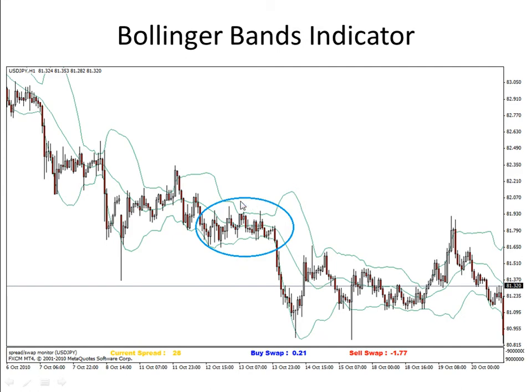If you see here, the Bollinger Bands are squeezed at this point. That means a price breakout is about to happen, and it happened at this point, and the price broke the lower Bollinger Band and it continued in the downward direction.